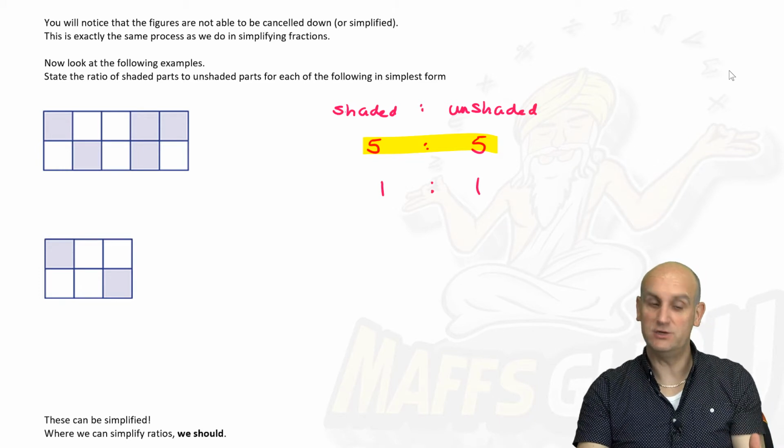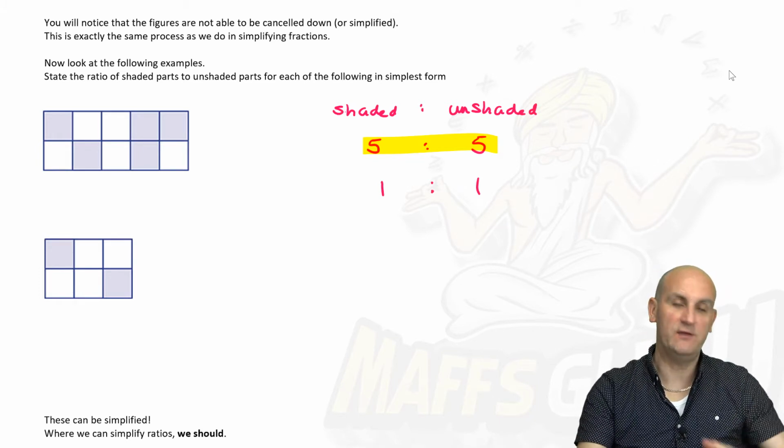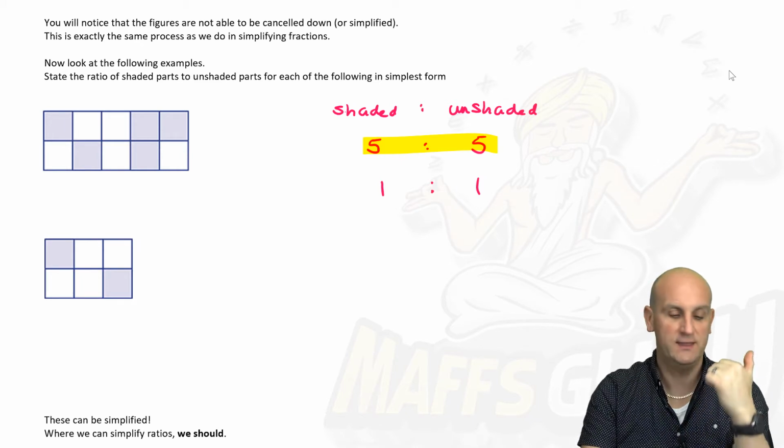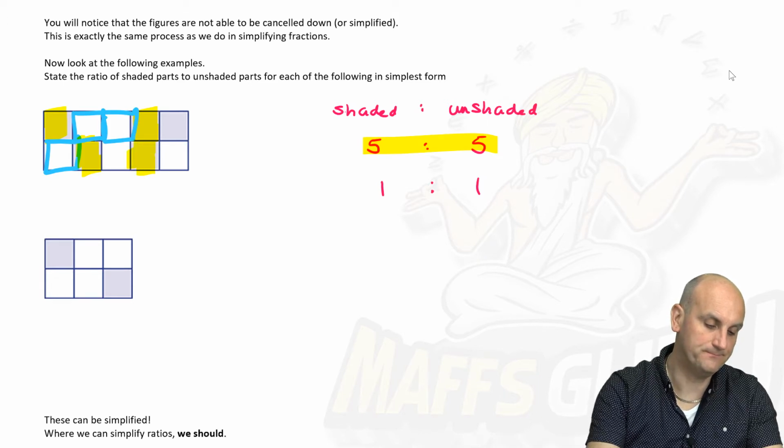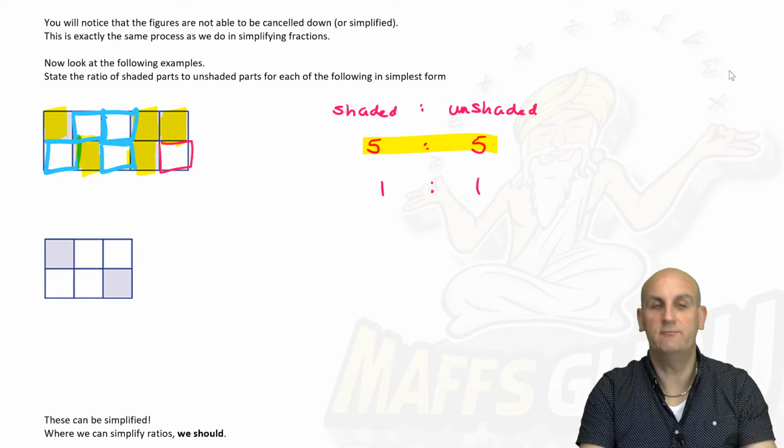Now, understanding what ratios mean is, again, important. It means for every one shaded square, there's one unshaded. So here is a shaded, here is an unshaded. Okay, that matches up. Here is a shaded, here is an unshaded, yep. Here is a shaded, here is an unshaded, shaded, unshaded, shaded, and unshaded. Oh, we did that in red.